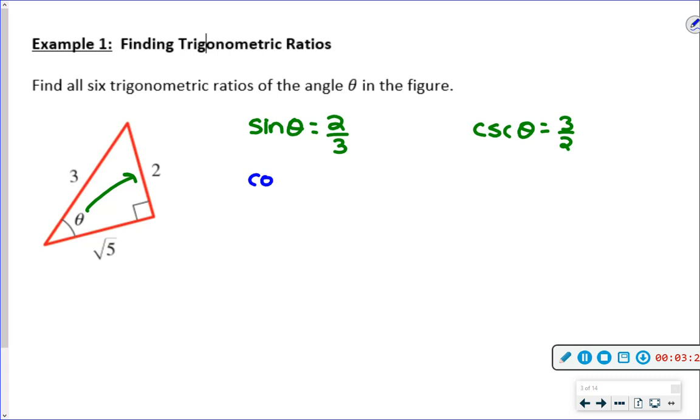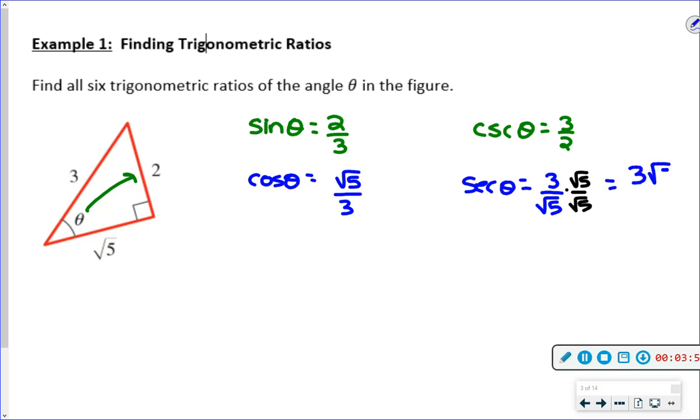Okay, cos. So now I need adjacent. Adjacent to my angle is the square root of 5 over hypotenuse 3. I'm going to go ahead and list secant. Now, I'm kind of like, oh, secant, because when I do the reciprocal of it, I've got a radical in the denominator. So we have to rationalize it. I'm going to multiply by square root of 5, which is good review. Thinking about the final exam, rationalizing came up in chapter 1. So I'm going to have 3 square roots of 5 over 5.